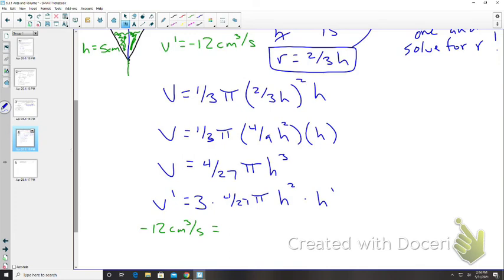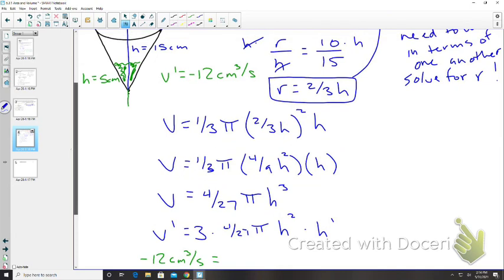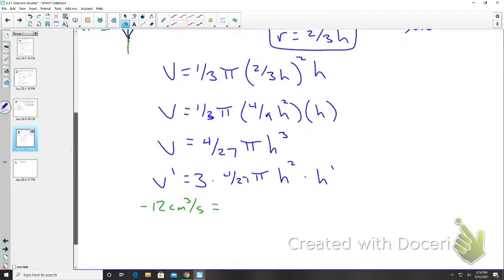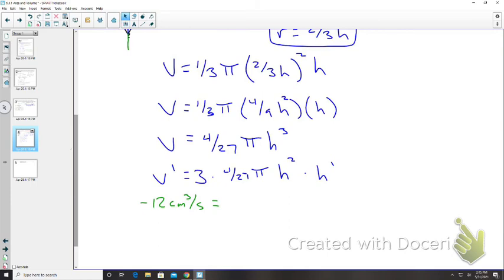So what are we going to do? What's next? We just have to solve for H prime, right? And what else do we know? The height, yeah, good. And what is the question asking us? Find the rate at which the level of the fluid is falling. So find H prime when H equals 5.